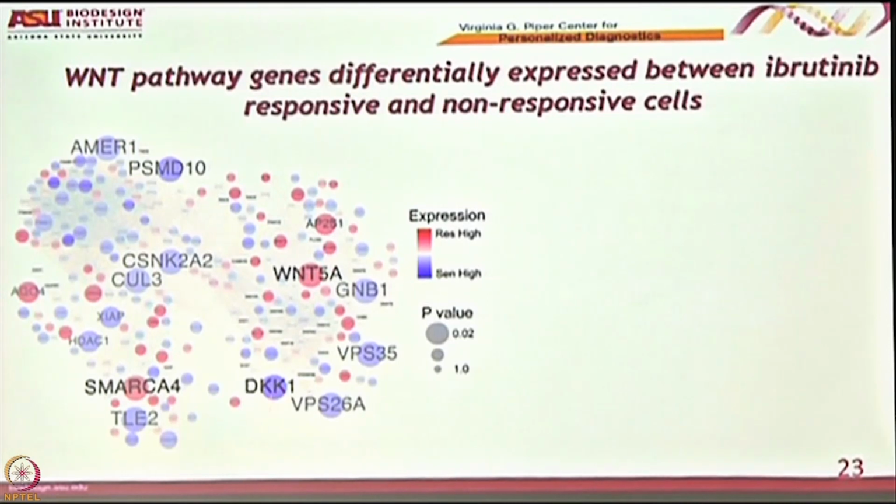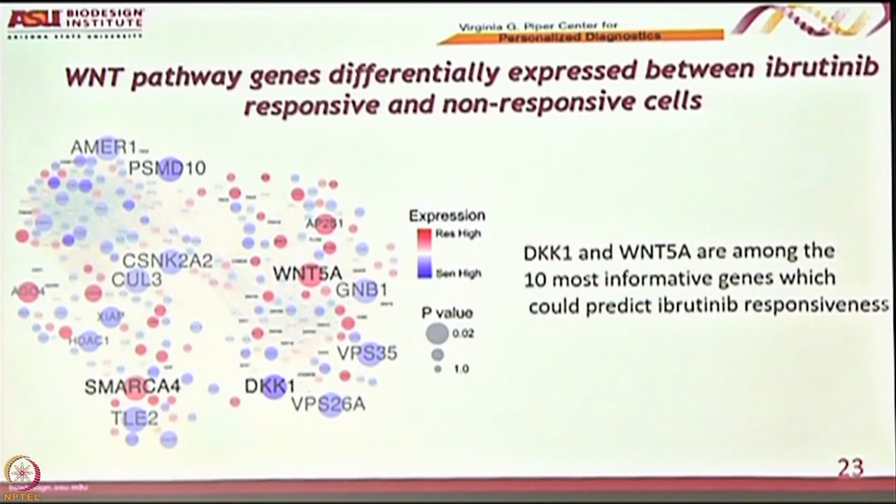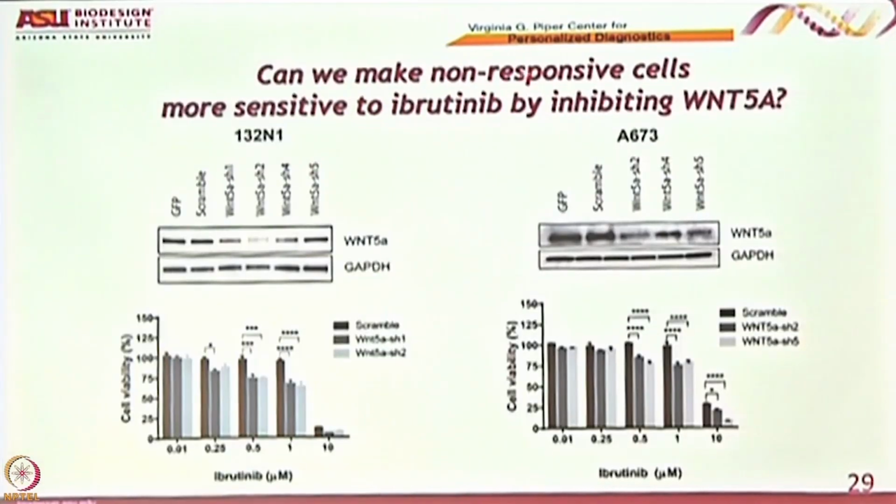And the reason these 2 really stood out for us is these are opposing proteins. This guy inhibits that guy. So they are directly in opposition, and they're acting in opposition. This guy drives resistance. This guy drives sensitivity. And so they were among the 10 most predictive genes, and we decided to follow them a little bit more closely. One of the questions was, can you take a non-responsive cell and make it sensitive by blocking Wnt5a?